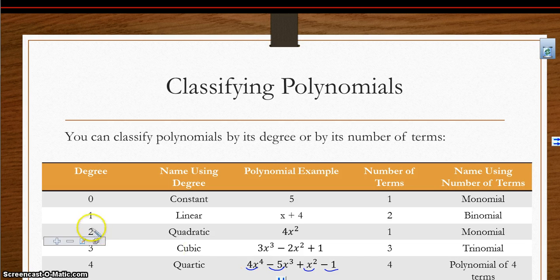Over here, we can classify by the degree. We're looking at the exponent. This one doesn't have a variable or an exponent, so this is a degree of 0. So it's a constant, just a regular number. Here we have a degree of 1, so we call it linear. Here we have an exponent of 2, which we talked a whole lot about. Quadratic. Here the highest exponent is a 3, so it has a degree of 3. So it's cubic. And a degree of 4 is quartic.